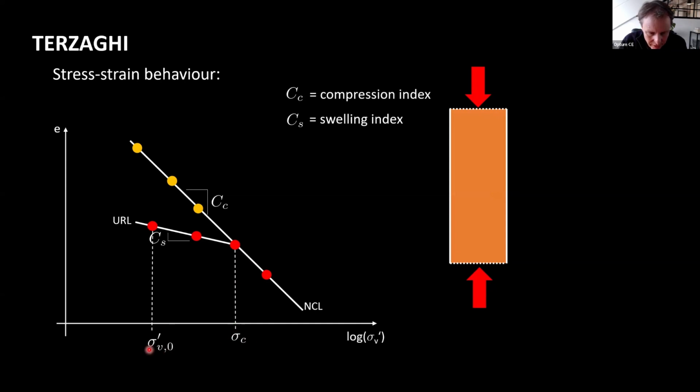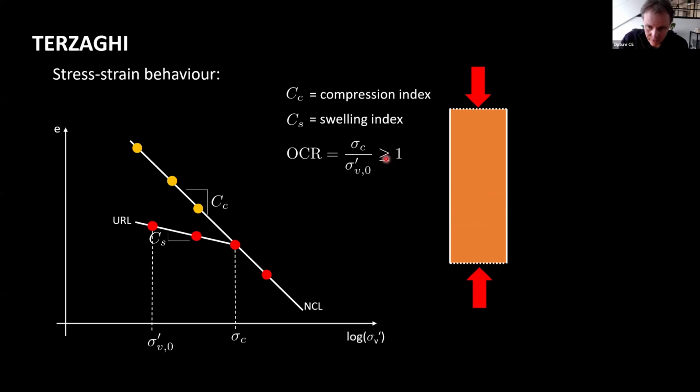And the ratio of your initial stress to your pre-consolidation stress, or the other way around, is what we call the over-consolidation ratio. So if we are starting at a stress here that is lower than the pre-consolidation stress, well, the material is over-consolidated, meaning it's stiffer initially until we hit the normal consolidation line.